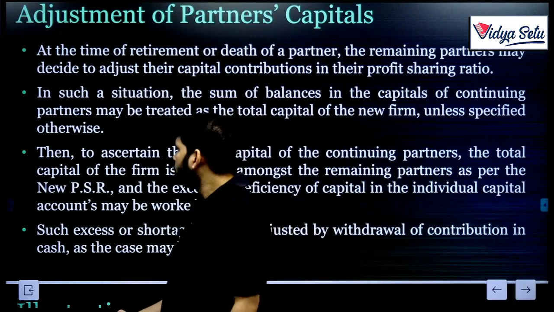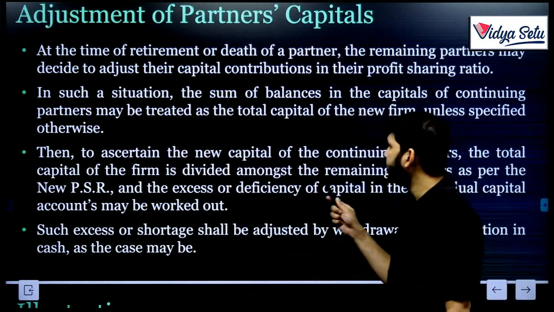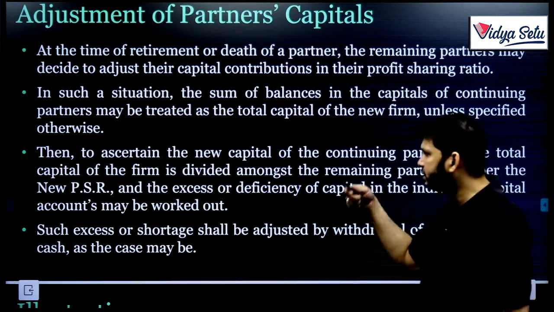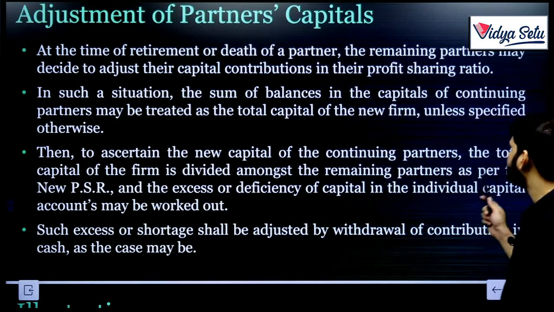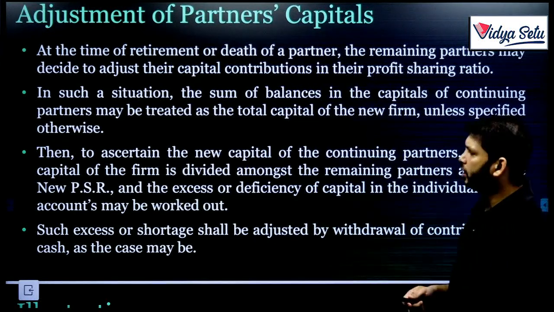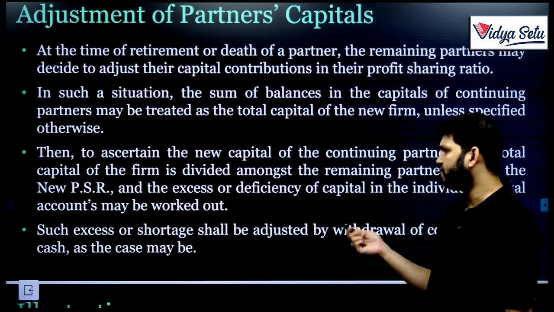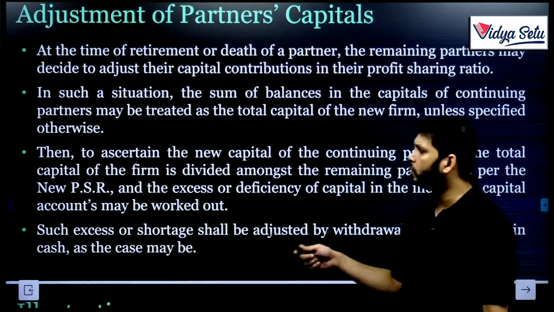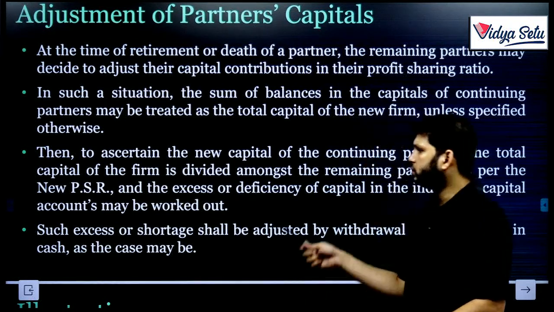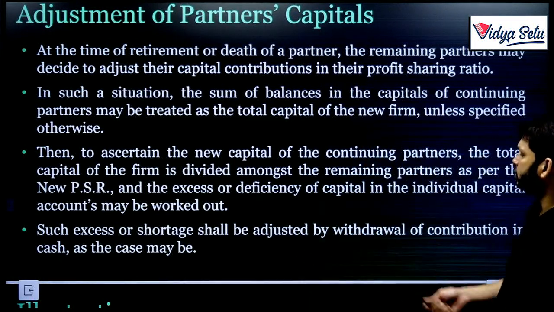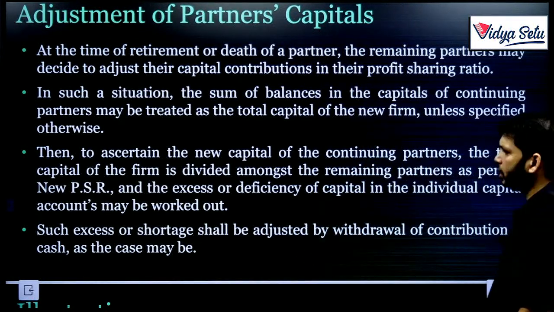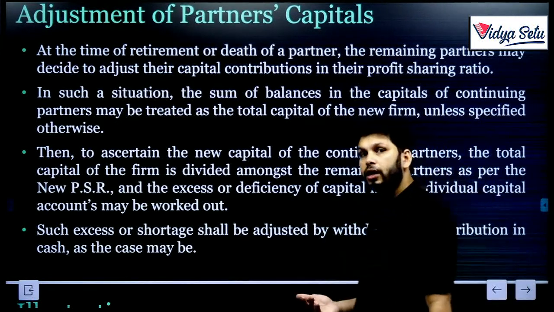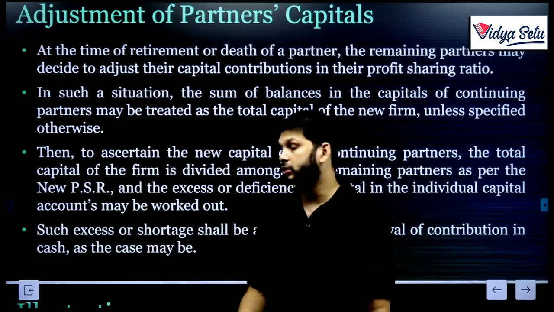Then, to ascertain the new capital of the continuing partners, the total capital of the firm is divided amongst the remaining partners as per the new profit sharing ratio, and the excess or deficiency in the individual capital amounts may be worked out. Such excess or shortage shall be adjusted by withdrawal or contribution in cash, as the case may be, or can be done by opening current accounts as well.